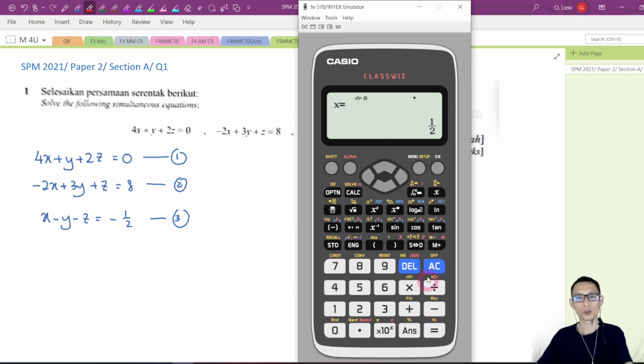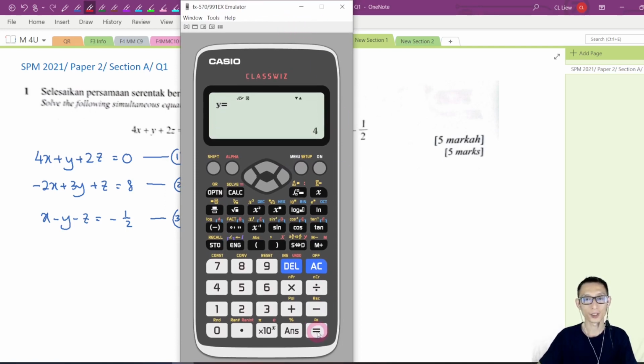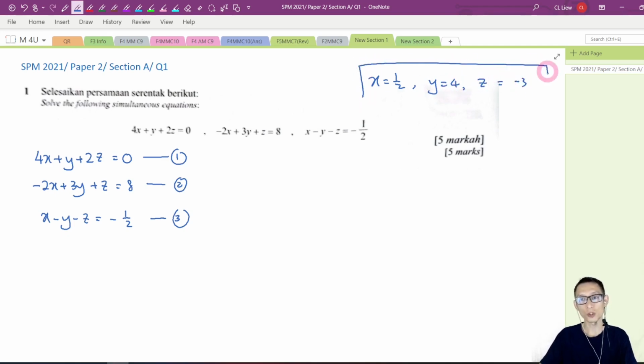Okay, then press equal again, then you will get the answer. X is equal to 1 over 2, y is equal to 4, and z is equal to negative 3. So before you start solving this question, you already know that the answer will be like this. Once we get our own answer, we will compare it with the calculator answer. So if it's different, then we have to redo it.